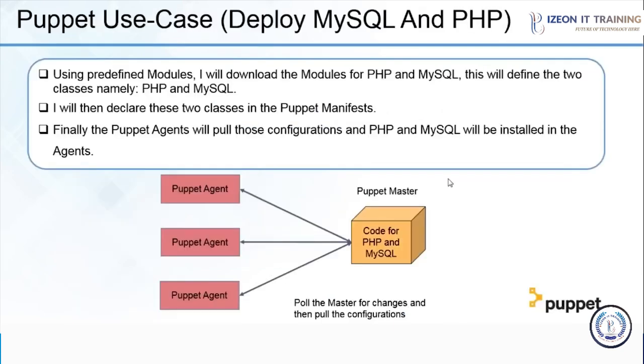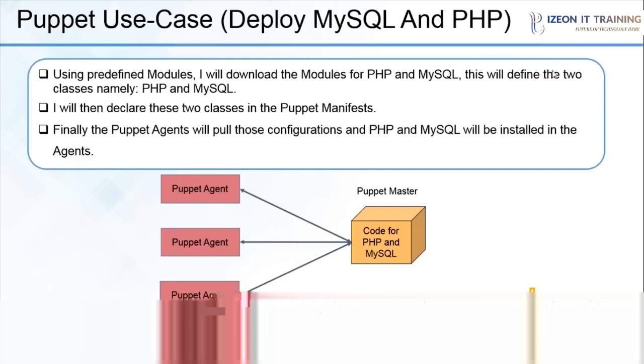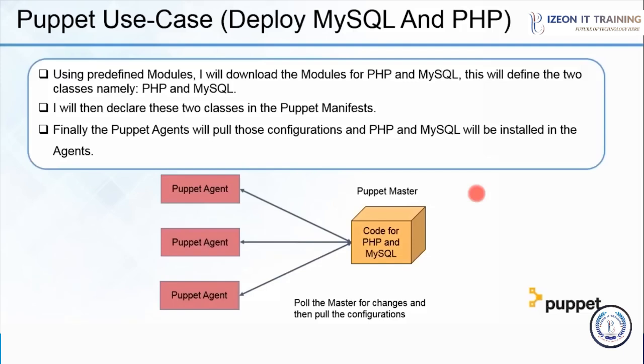So what we are going to do in today's session, we are going to deploy MySQL and PHP using Puppet. So for that, what I'll do, I'll first download the predefined modules for MySQL and PHP that are there in the Puppet Forge. All right. Those modules will actually define the two classes, that is PHP and MySQL.